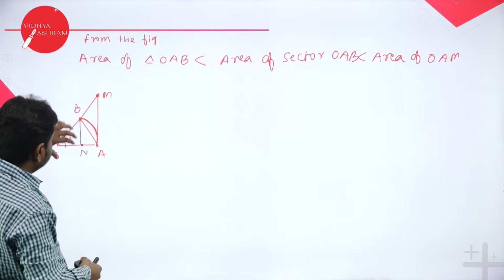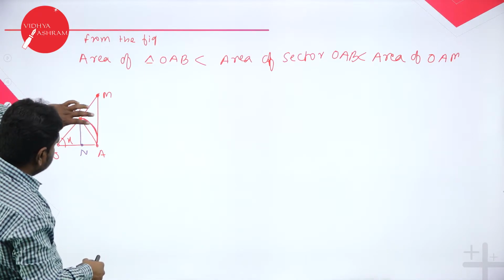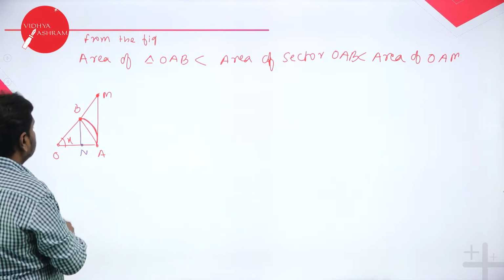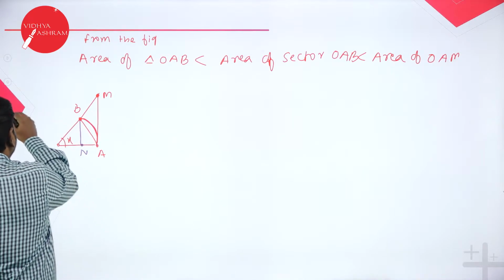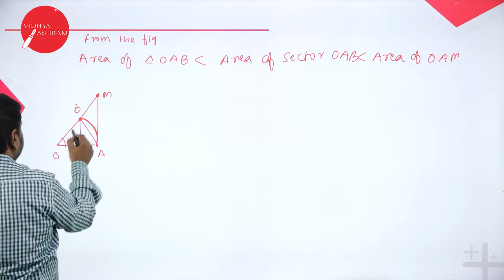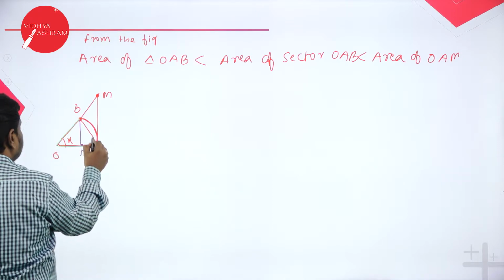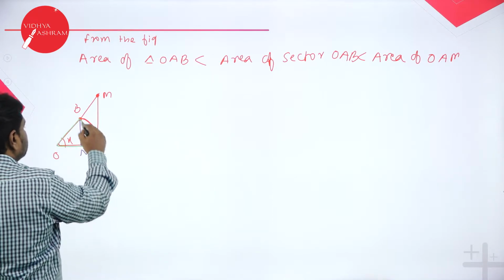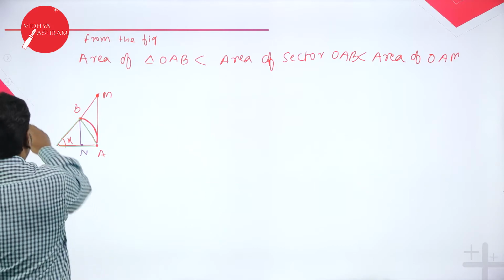Now you can see this is the smaller triangle. The area of this triangle is less than the sector, which is less than the bigger triangle. The smaller triangle, I'll give a new color for that. Say this is the smaller triangle, which in turn is less than the sector, which in turn is less than the bigger one. So now we'll write the values of it.